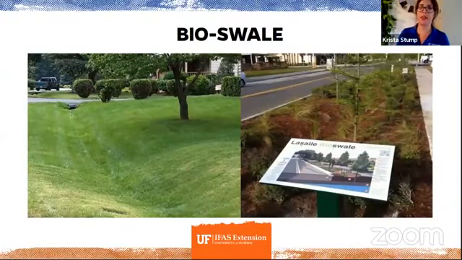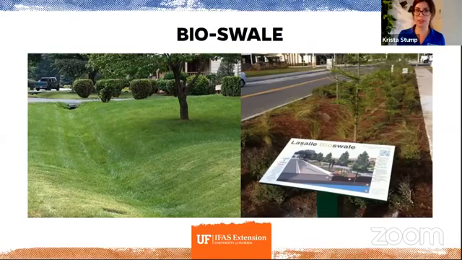Another type of LID are swales or bioswales. So a swale is pretty much a ditch with grass in it. And you can see that on the left side of the screen there. So a lot of us may have ditches in our front yards or somewhere in our landscaping. However, by adding plants into it, you can turn it into a bioswale. And so then as the water runs along, the plants are filtering out the water, right? So it's just an improved swale, is called a bioswale.